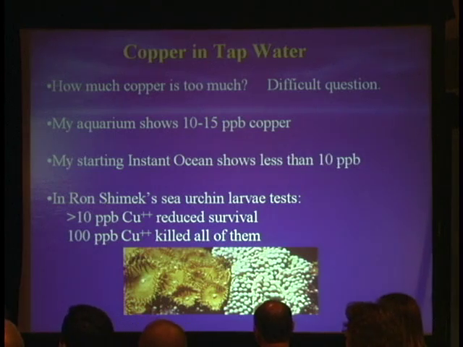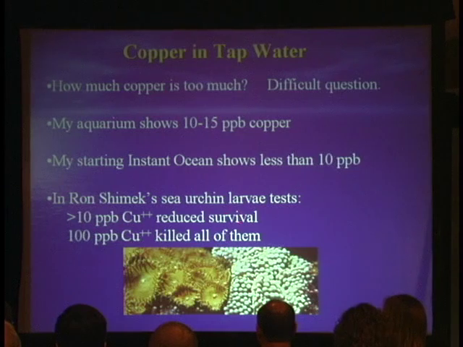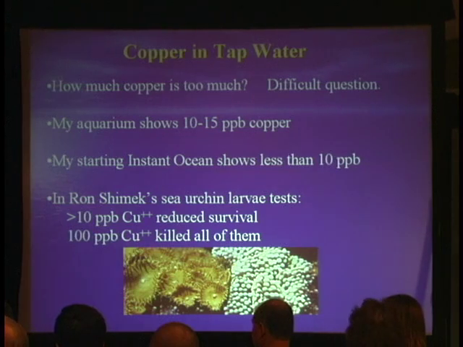But at this level of 10 to 15 parts per billion, my aquarium is operating, what seems to me to be, okay. In some tests that Ron ran, he showed that more than 10 parts per billion copper added to various natural salt water, for example, decreased the survival of sea urchin larvae. Again, we can argue, well, how relevant is that? How many people are growing sea urchin larvae? And it's a valid question because we don't actually know how much copper is going to kill something you do care about. But it does show that copper can be detrimental at fairly low levels, and 100 ppb killed all of the sea urchin larvae in that test.